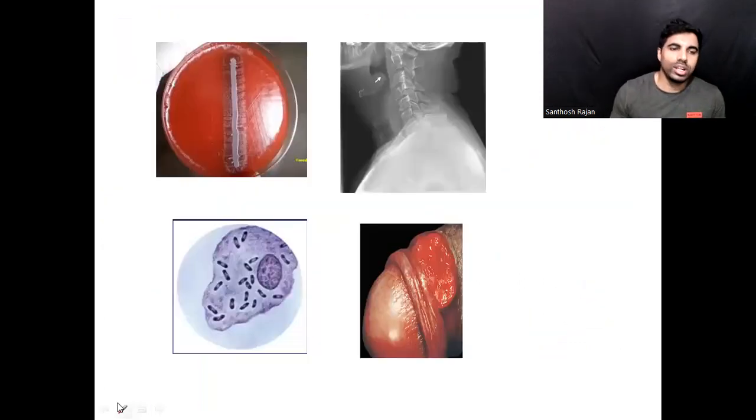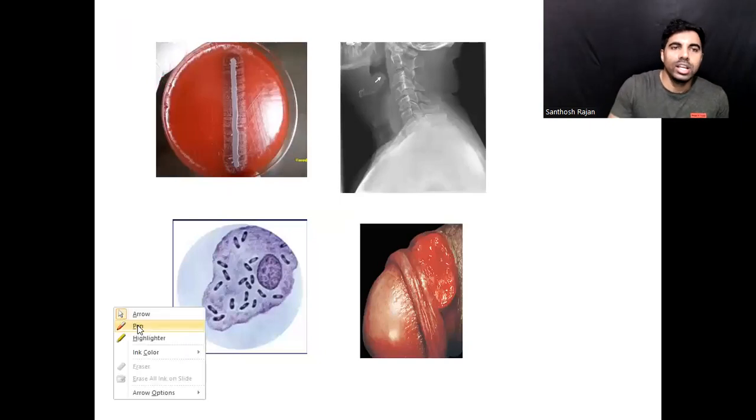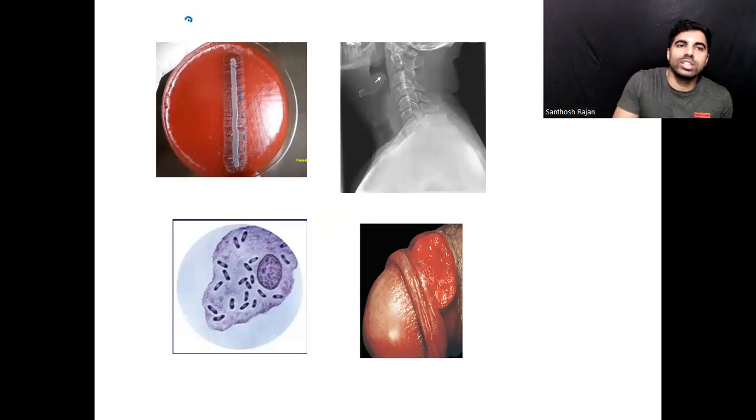Now this one. Look here. What does it look like? A satellite. Look at the planet and see how many satellites there are around it. That is called satellitism. Satellitism is seen in which one?